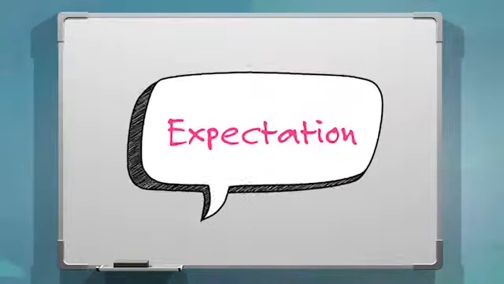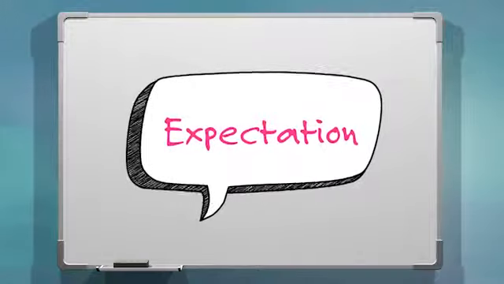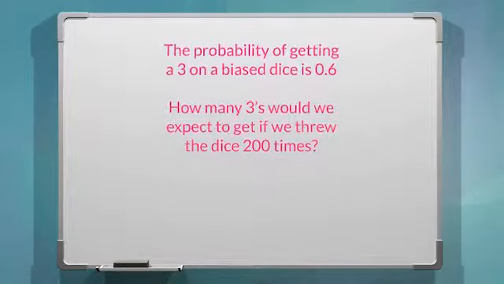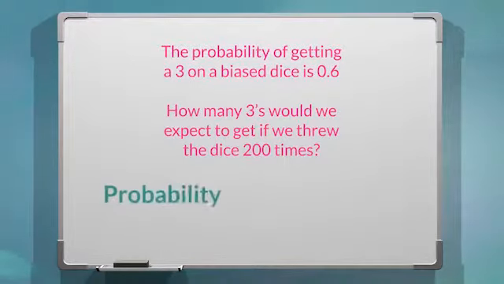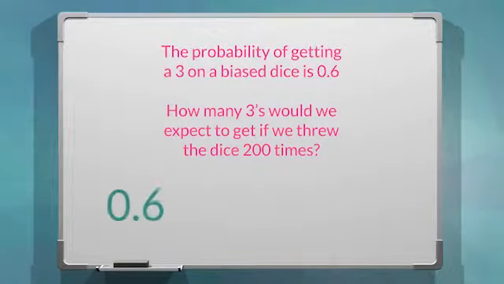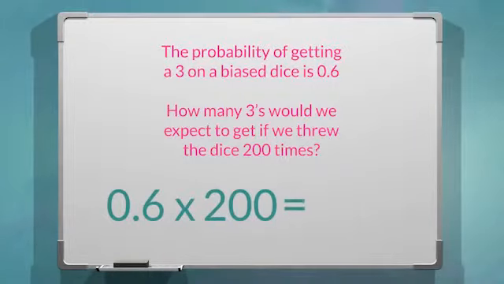Sometimes you get a question about expectation. For example, using the previous question about the biased dice, we could ask how many 3s would we expect to get if we threw the dice 200 times. If you ever get a question about expectation, it is a straightforward sum to find the answer. You simply just do the probability multiplied by the amount of times. So in this case, we get 0.6 multiplied by 200, which gives us an answer of 120 times.